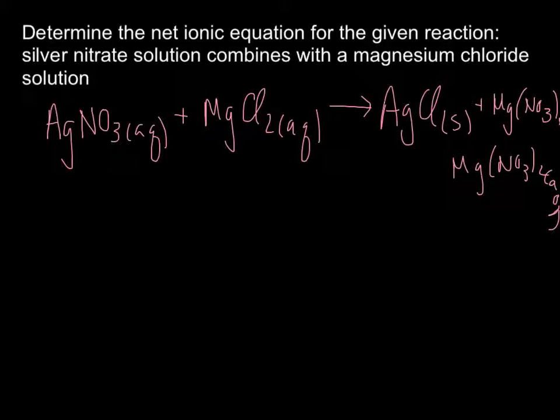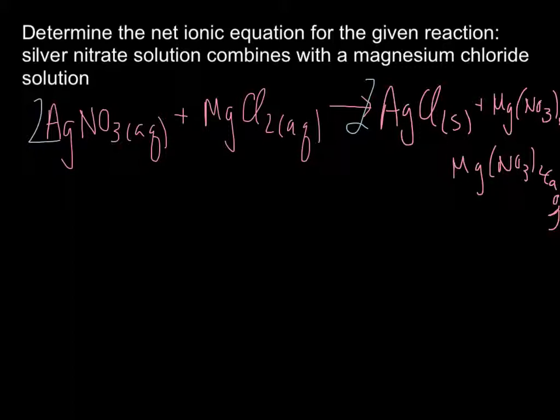Sorry about that. To get the net ionic equation, the first thing I need to figure out is the total ionic equation, so I need to look at the ions. The other thing I didn't do is balance my chemical equation. I'm pretty sure I'm going to need a 2 here and a 2 here, and I think that is balanced now.